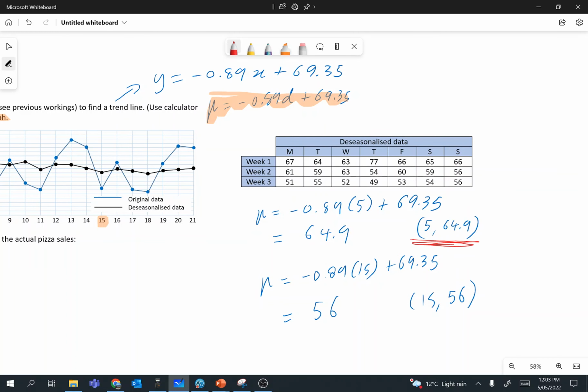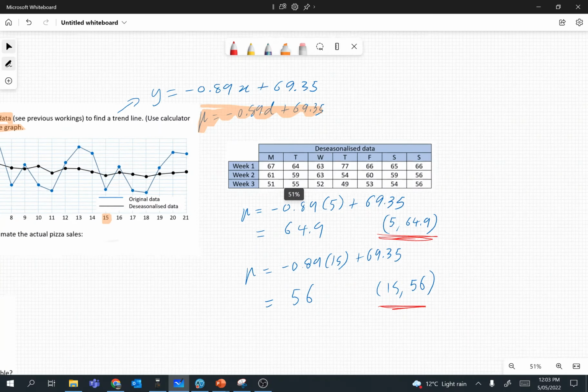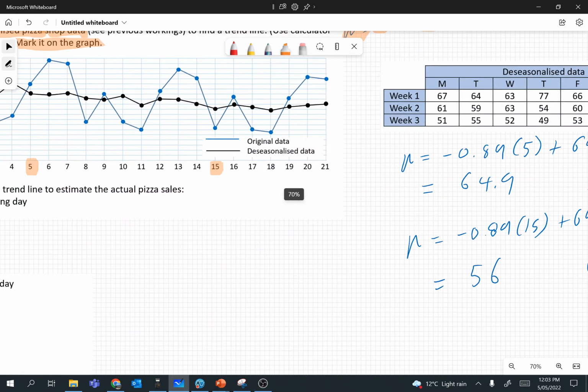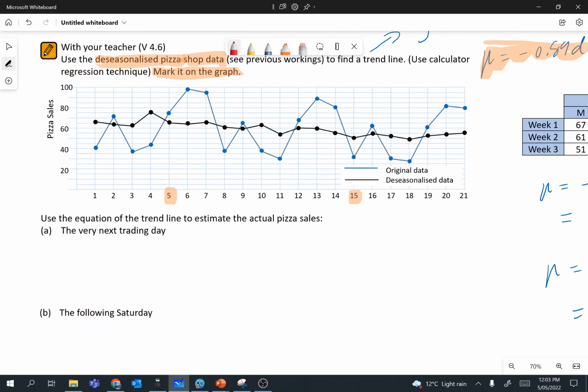Okay, so I'm going to do the line in a red colour. Our original data is in blue, so I want to have a different colour for that. So I'm going to mark these two coordinate points in red. 5 and 64.9 is about here. Mark that with a cross to make it look a bit different. And 15 and 56 is about here. Just lining it up, it's about there. Okay, and I'll cross those two.